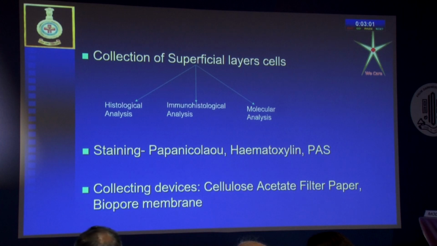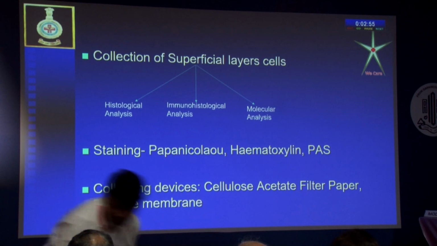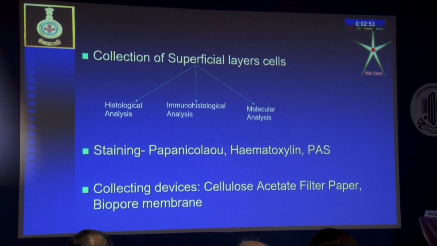The various stains used for impression cytology are the PAP stain, also known as Papanicolaou stain, hematoxylin and eosin stain, and PAS stain. The collecting devices used for collecting cells from the surface are mostly cellulose acetate filter paper, and one piece of literature mentions a Biopore membrane. We did not have access to any cellulose acetate filter paper or Biopore membrane.